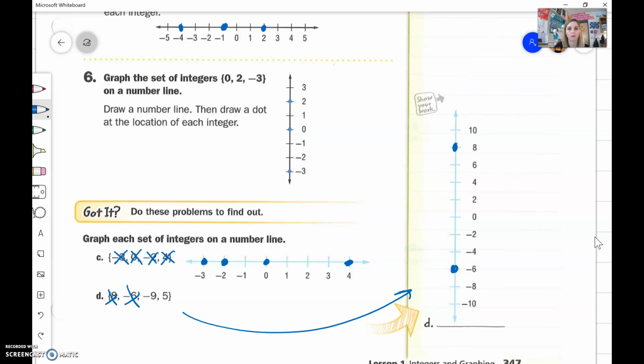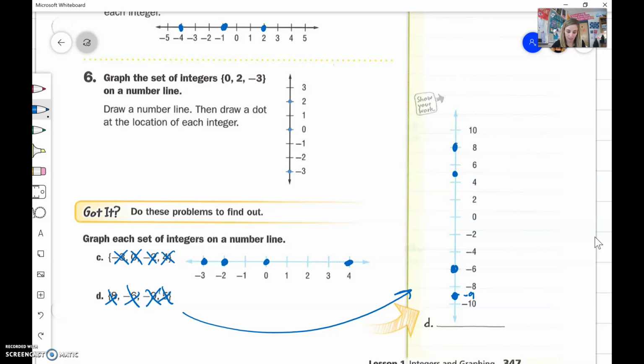-9, uh-oh, we don't have a -9. Yes, we do. -9 is going to fall right in between those two. And you don't need to necessarily write -9. You could just put your dot there. And 5. Oh, another one that we don't have. Right there, right in between 6 and 4. That is graphing our integers.